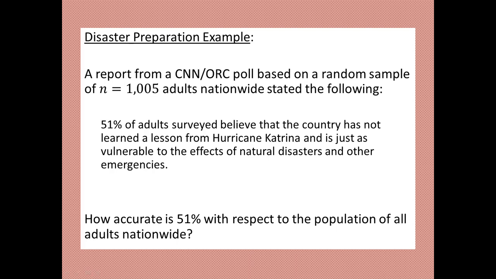Picking up where we left off at the end of section 3.1, we have another scenario where we have a sample percentage, the 51%, and we want to know how accurate that would be with respect to all adults nationwide rather than just the ones in the sample. At this point, about all we could say is that the population percentage should be close to 51%, but we can do better than that if we have an interval estimate instead of just a point estimate.